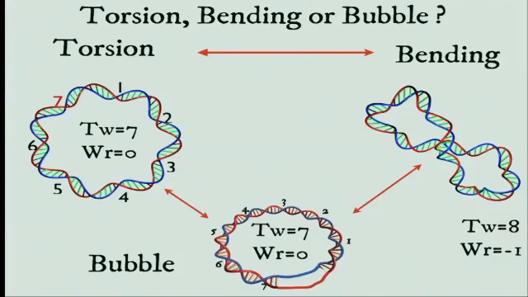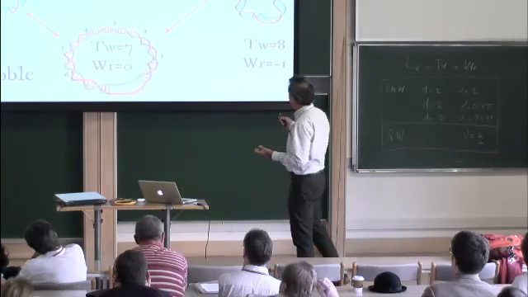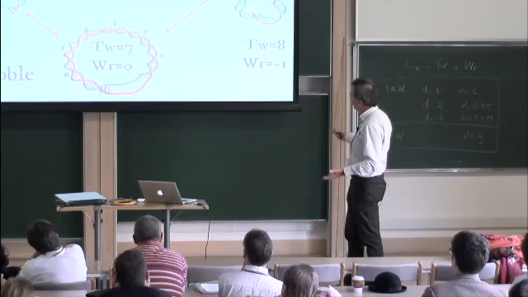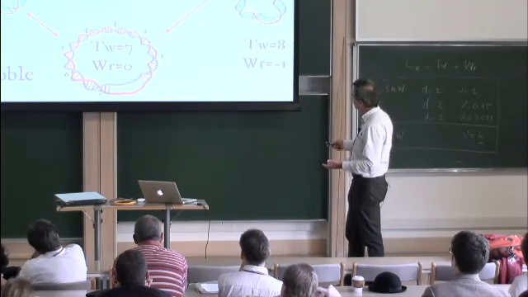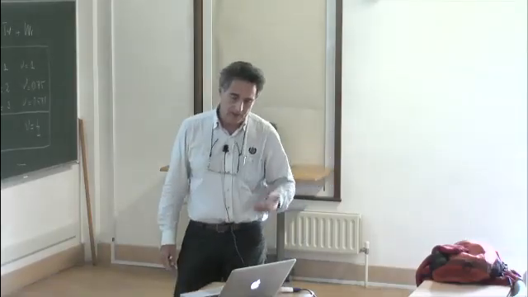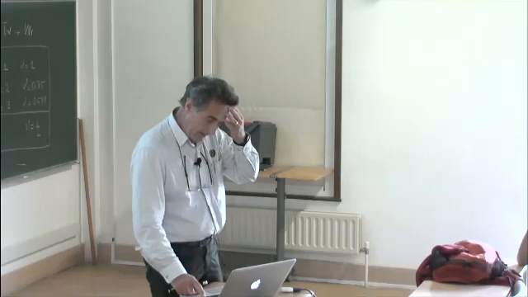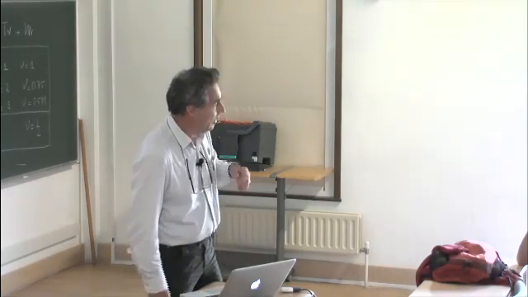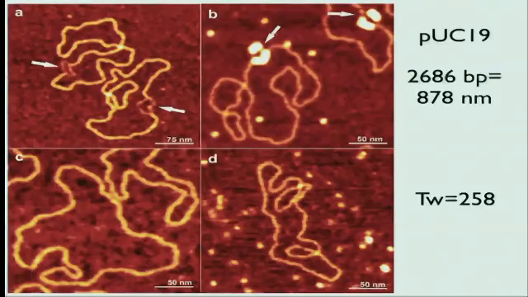Or it could release this torsional stress by opening a bubble, and in all these 3 cases, the linking number is constant. And it seems that in solution or in the cells, the game is between these 2 conformations, as we also heard these last days. So what we did, we took a plasmid, a pure topoisomer. It has a given deficiency in linking number, and then we deposit it on the surface.